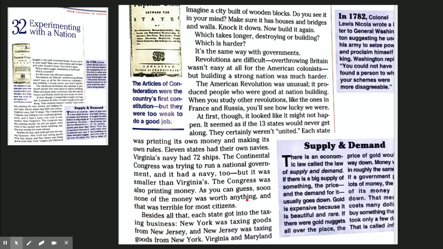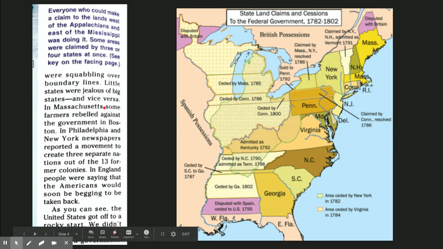Besides that, each state got into the taxing business. New York was taxing goods from New Jersey, and New Jersey was taxing goods from New York. Virginia and Maryland were squabbling over boundary lines. Little states were jealous of big states and vice versa. In Massachusetts, some farmers rebelled against the government in Boston.